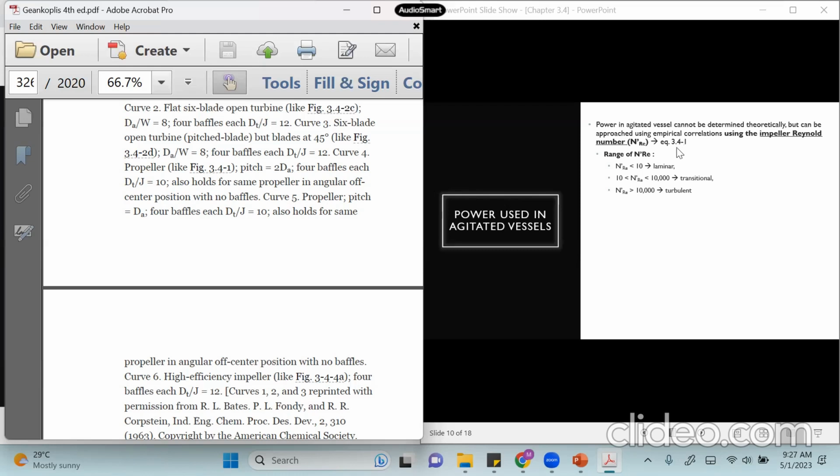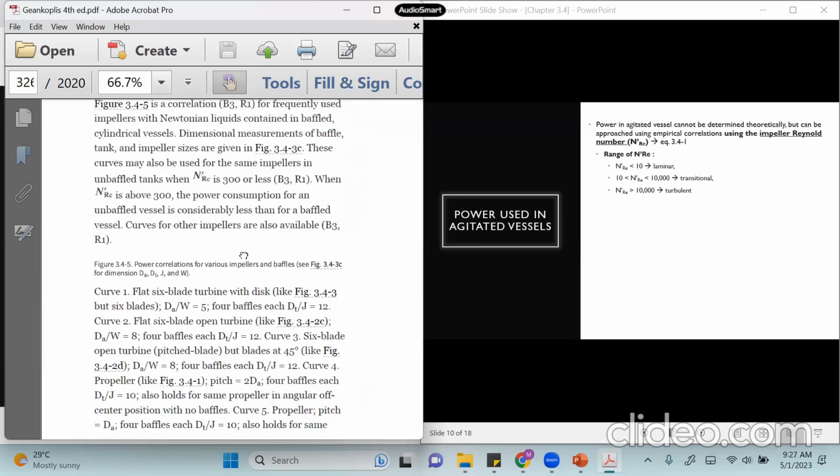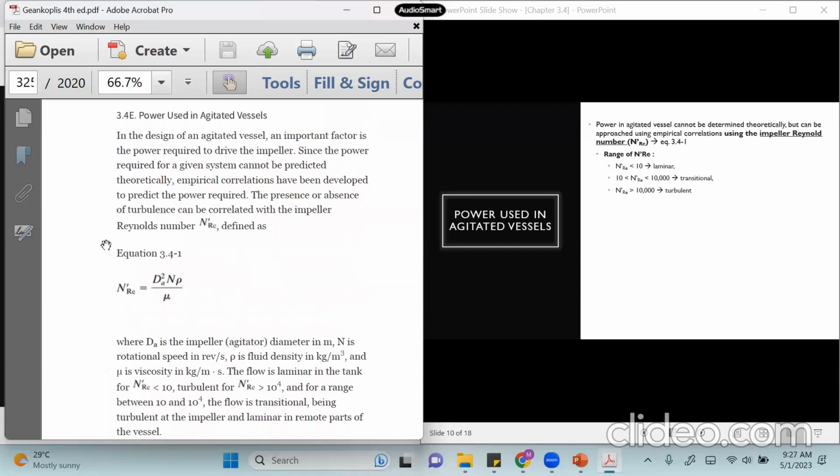So how do we calculate the Reynolds number for the impeller? We will use equation 3.4-1. Here, it equals dA squared, the diameter of the agitator squared, times N. N is the rotational speed, usually not in RPM but in RPS. So if in the question it's given in RPM, you have to convert it to RPS, times the density of the liquid over the viscosity of the liquid.